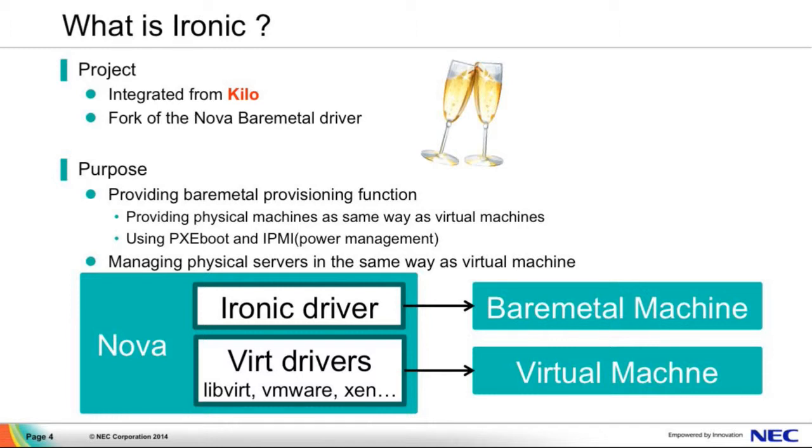The purpose of Ironic is providing bare metal provisioning function. Bare metal provisioning is to provide physical machines in the same way as virtual machines. There are many use cases, but now it is mainly used for TripleO.